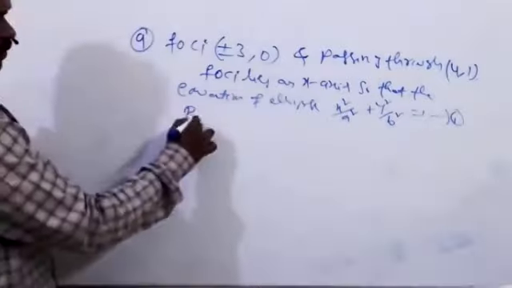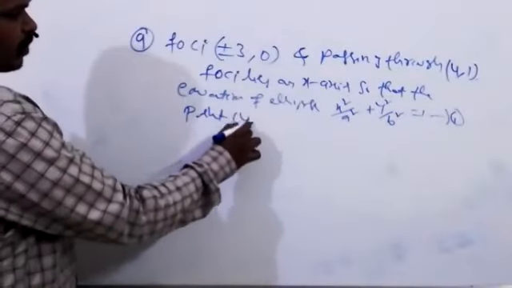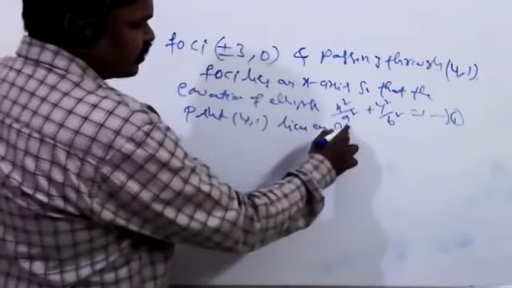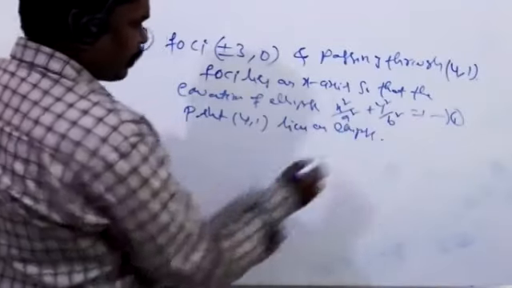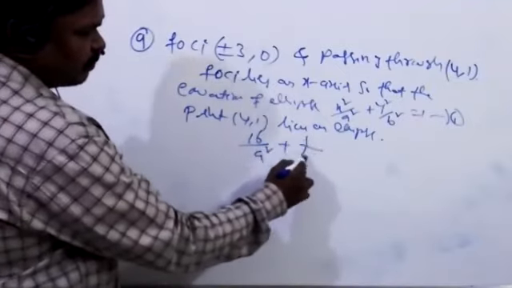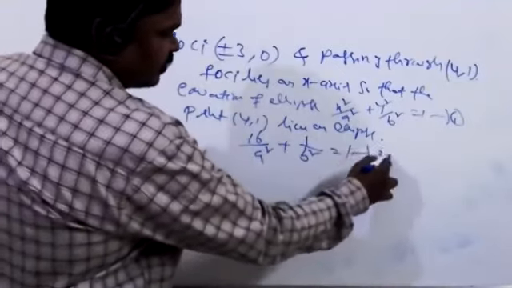Now point 4 comma 1 lies on the ellipse. Now 16 upon a square plus 1 upon b square is equal to 1. This is equation 2.